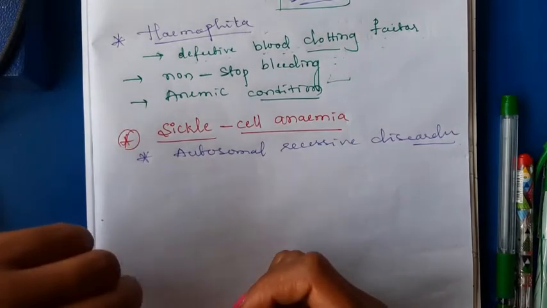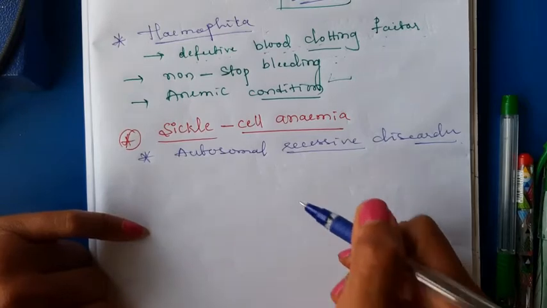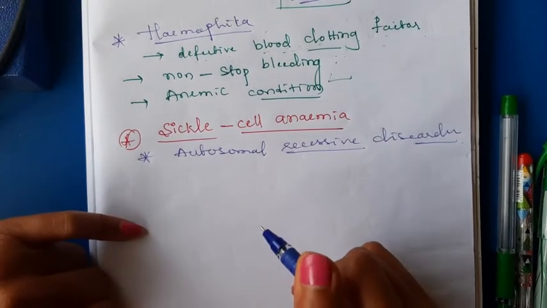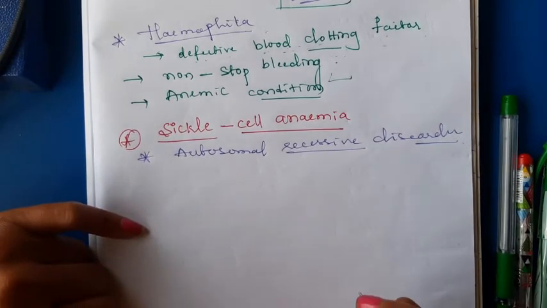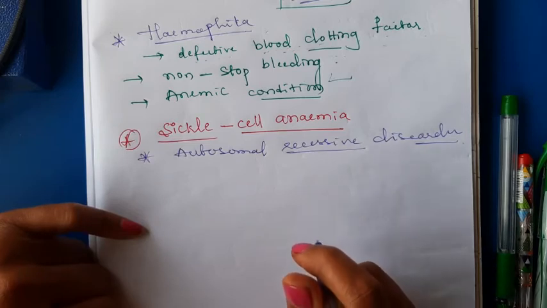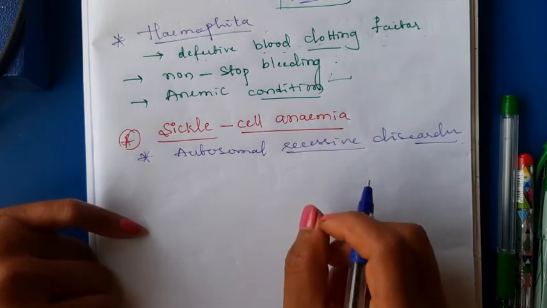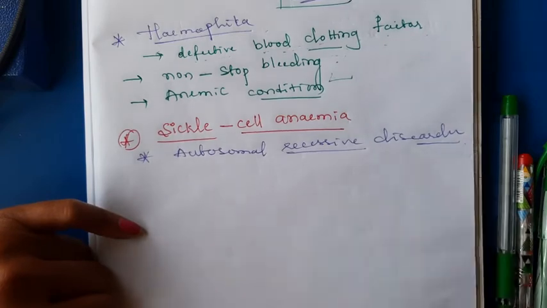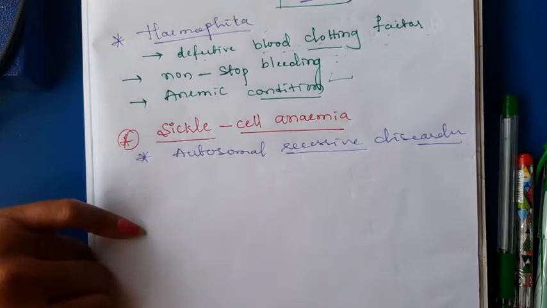Here, autosomal recessive means it requires a homozygous recessive defective gene for the occurrence of the disease. That can be transmitted from parents to the offspring when both the parents are carriers for the gene. Both parents must have one defective gene, then only can it be transmitted to the next generation. The disease is controlled by a single pair of genes.